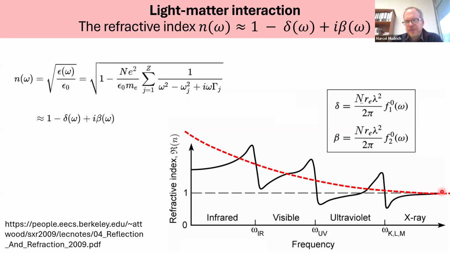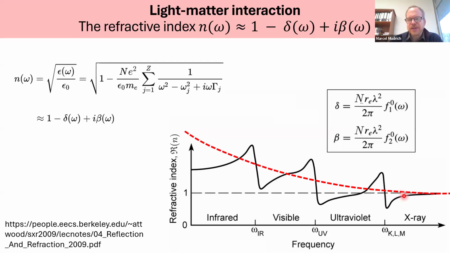So in general, the index of refraction in the X-ray range is very close to 1, which is already an important finding. It tells us that it's very hard to make any lens that has a strong focusing property, because the index of refraction is just so small.